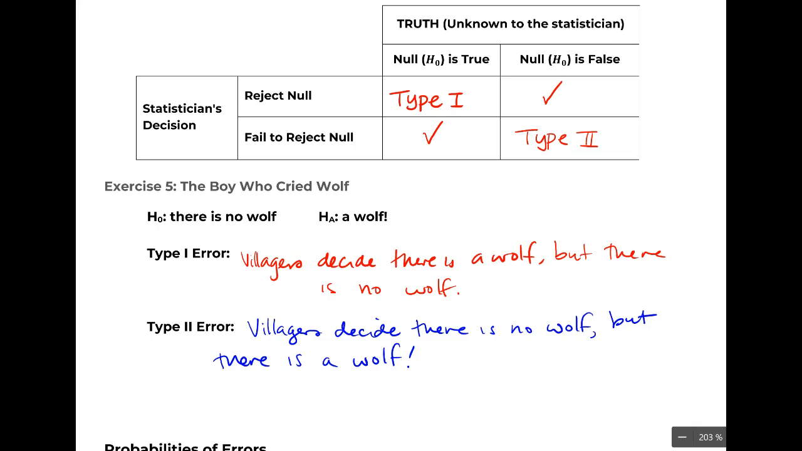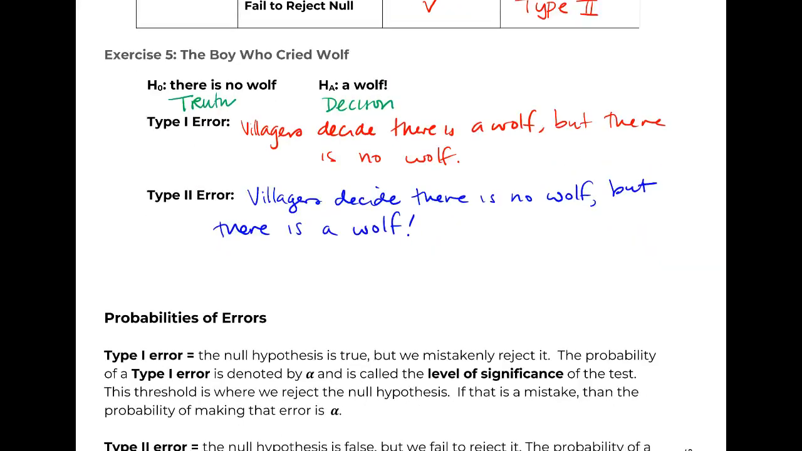Another way I like to sometimes do this is to think about the T in type 1 as T for the first hypothesis, and the T to me stands for the truth, which means our decision is the other one. So the truth is there was no wolf, the decision was that there was a wolf. It's a different way to think of it, and I'll use that method on the next one, but you have multiple ways you can handle this on the test.